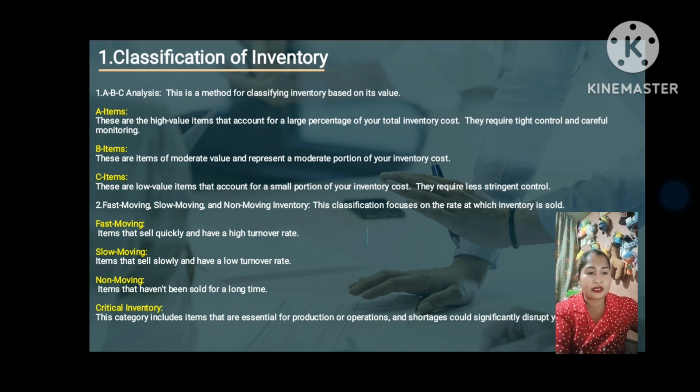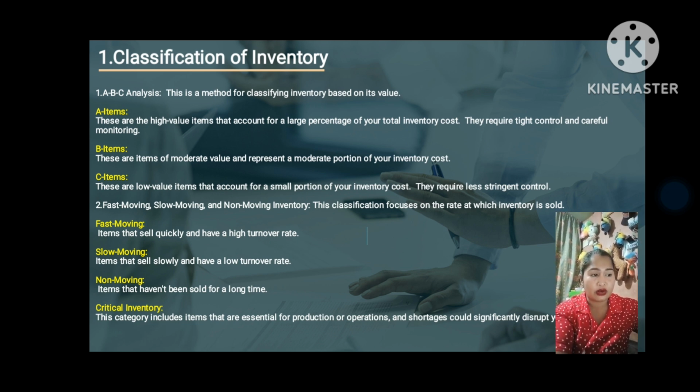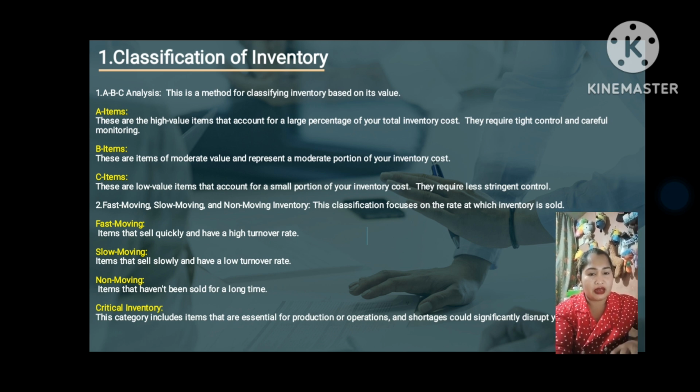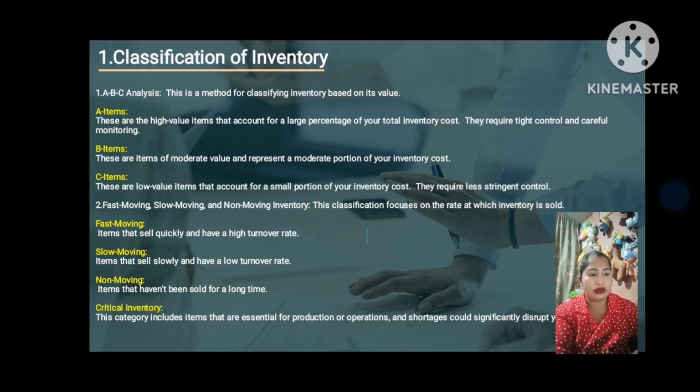So for the C items, the low value items that account for a small portion of your inventory cost. Here, for example, are the items used in samples like cellophane, labels, and lubricants, which are low value, small items that are used only in small amounts.